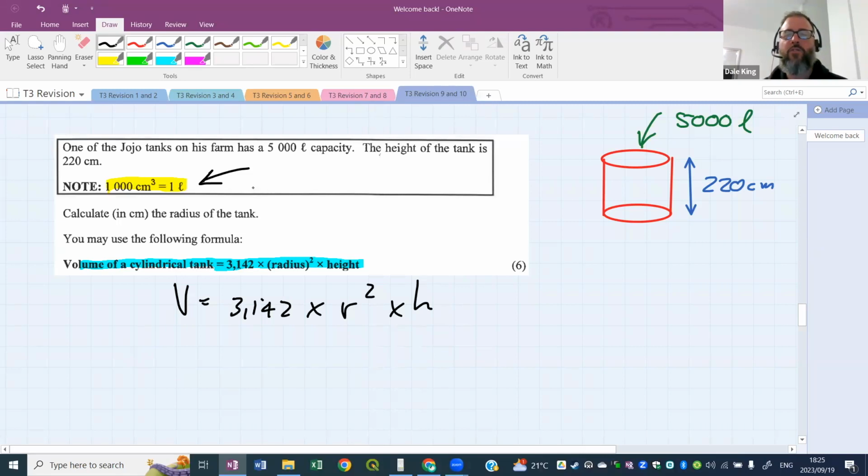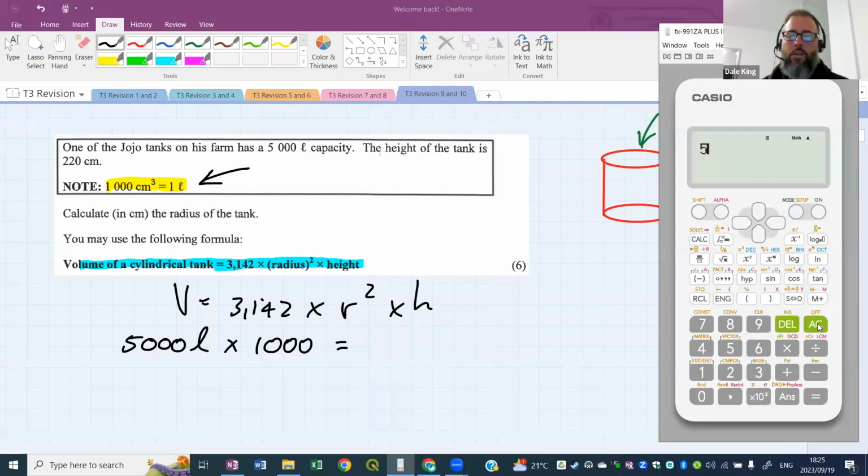We don't have 1 liter. We've got 5,000 liters. So what do I need to do with that 5,000? So you would times it by 1,000. Very good. So if every 1 liter is 1,000 centimeters cubed, and I've got 5,000 of these liters, I've got to multiply each one of them by 1,000. And this is going to give me a huge number. Yeah, it'll give you 5 million. 1, 2, 3, 4, 5, 6, 5 million.